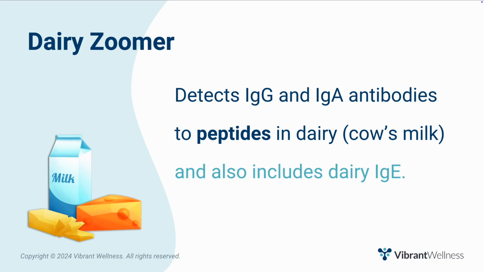The Dairy Zoomer detects IgA and IgG antibodies to peptide-level antigens in cow's milk dairy and also includes dairy IgE levels. In other words, it's a food sensitivity test assessing for reactivity at the peptide level.